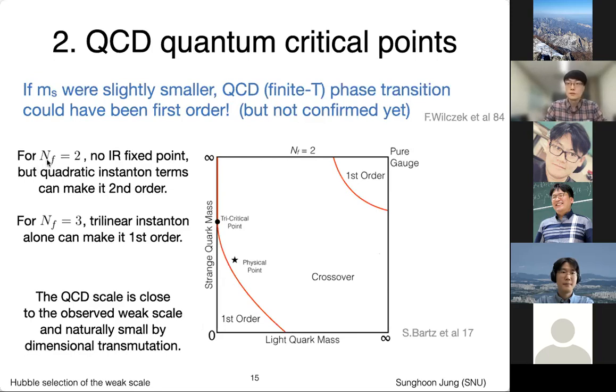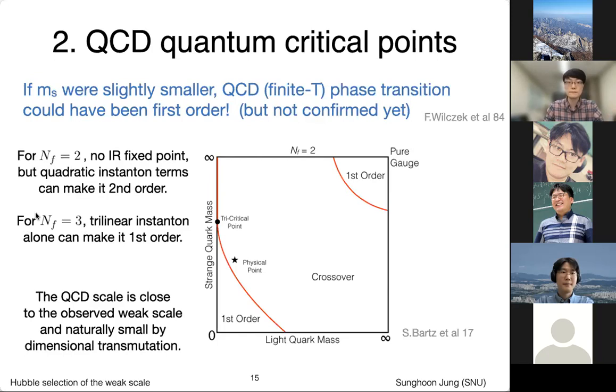So for two light flavors, there is no IR stable fixed point. So it's thought to be first order, but there is a quadratic instanton contribution composed of these two light flavors. And because it's a quadratic term, that can make the phase transition second order. Okay. Of course, it could still be first order depending on the relative size. But there's a possibility that the phase transition is second order.